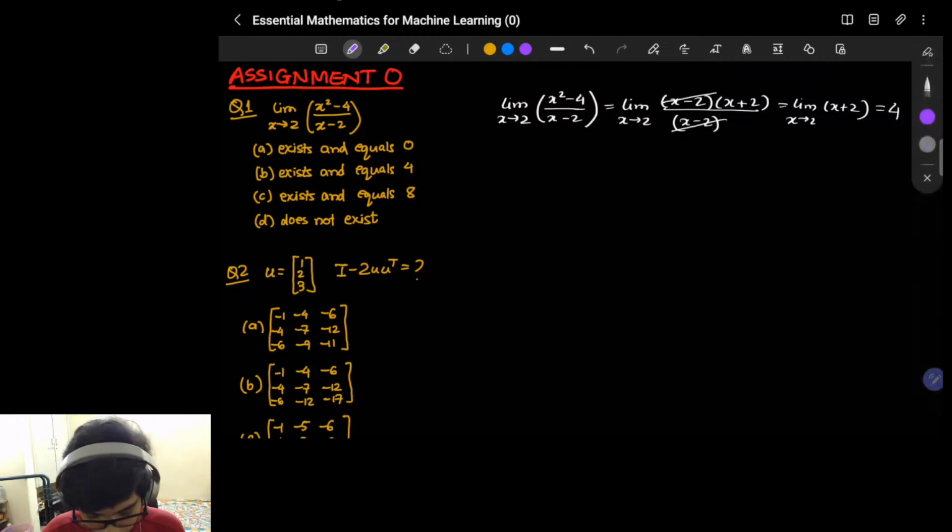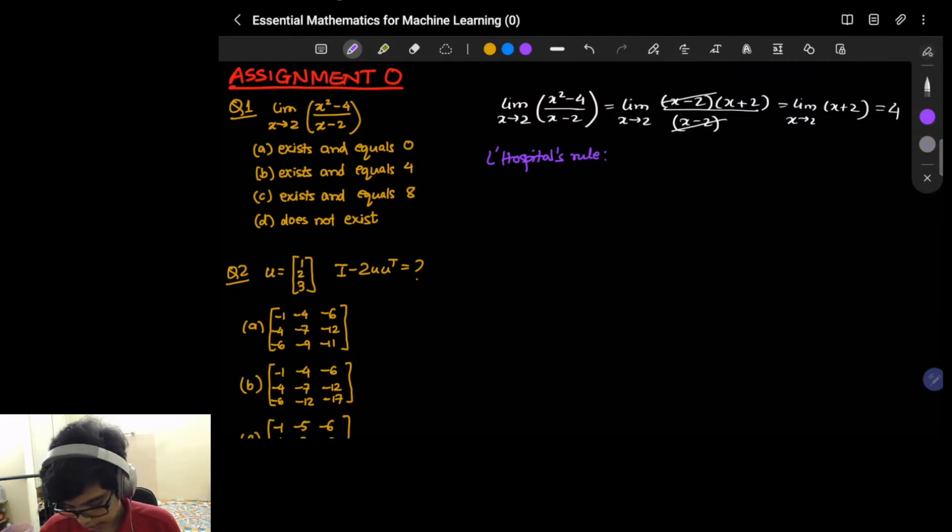Now there's another way in which you can solve this. Typically when the numerator and denominator go to 0, if we put x equal to 2 directly in the numerator, that will be 2 squared, that is 4, minus 4, which is 0. Similarly, in the denominator, if you put x equal to 2, we get 2 minus 2, which is 0. So if you have limits of the form 0 by 0, then we can use what is known as L'Hopital's rule. In this, you differentiate the numerator with respect to x as well as the denominator with respect to x.